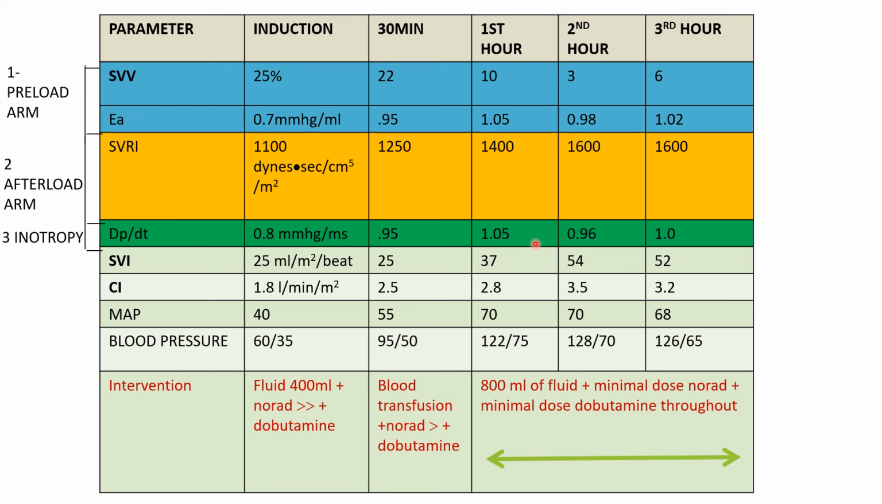And look at the dP by dt. I have a normal dP by dt. So look at the blood pressure now. It is 122 by 75 with a mean of 70. And for the second and third hours, similar things happen.